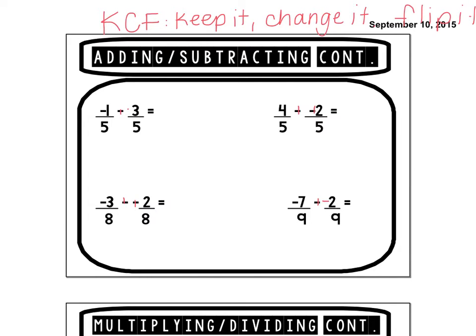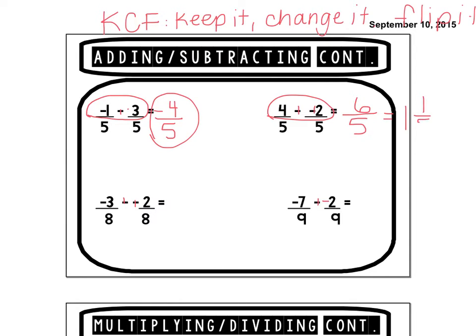So then our common denominator on the first one is 5. We have -1 plus -3. They're the same sign, so we add them and we keep the sign. On the second one, our common denominator is 5. It becomes 4 plus 2, which is 6, and that reduces to 1 and 1/5.